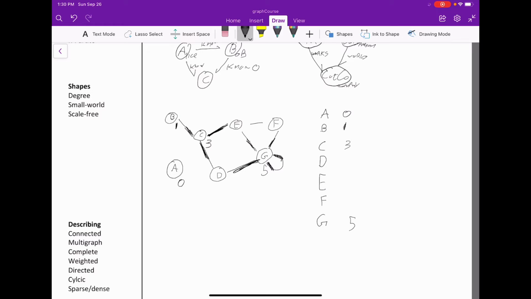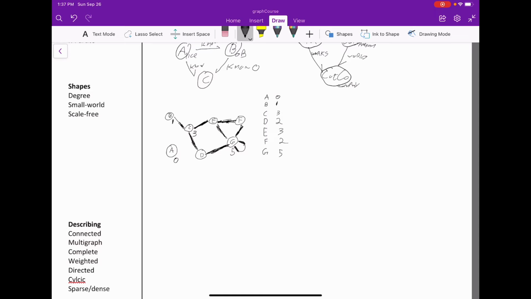Why don't you take a minute to see if you can figure out the degree of node E, F, and D. Okay, let's go ahead and look at node D. We can see it's got 1, 2. E has 1, 2, 3 edges incident to it, so it's got degree 3. And lastly, F has degree 2.